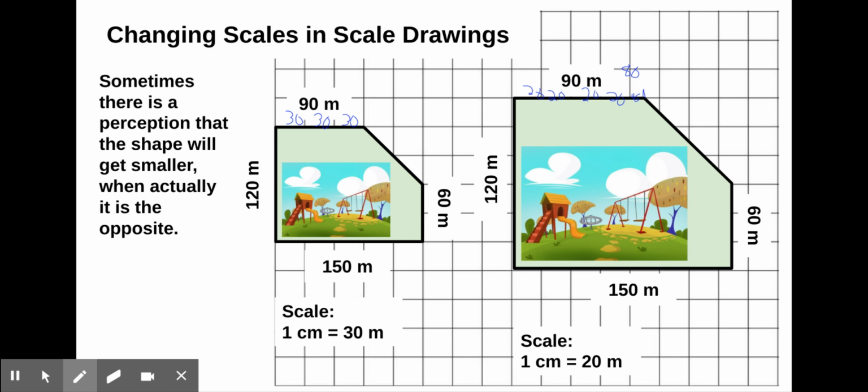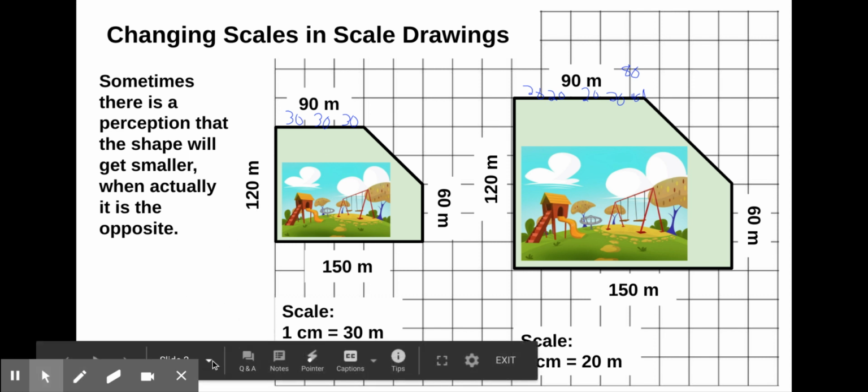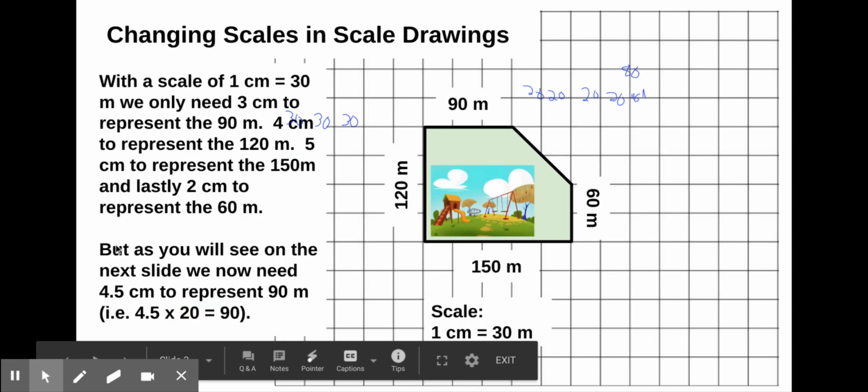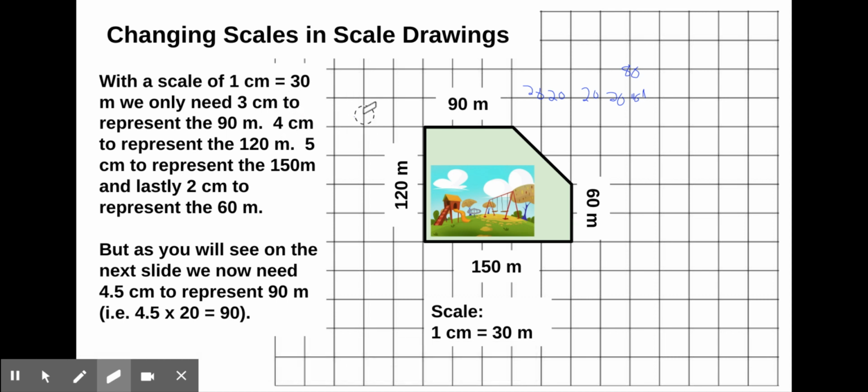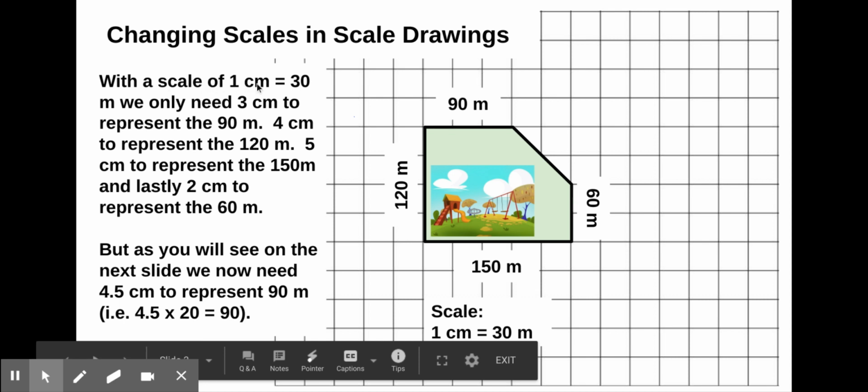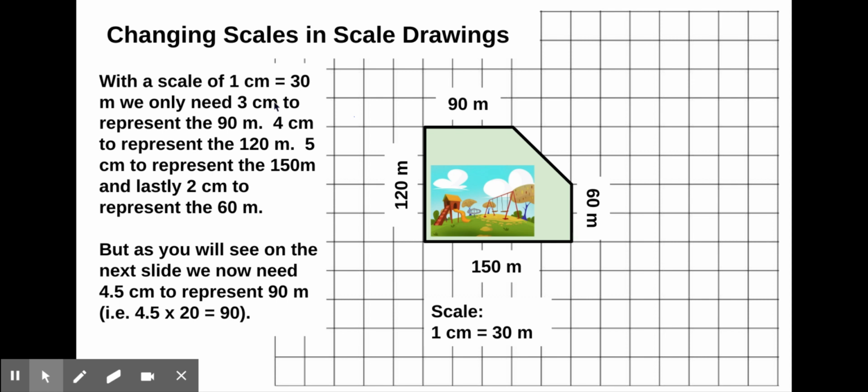So let's talk about this a little bit more. Go to the next slide. All right, let me do some erasing here. With a scale of 1 centimeter to 30 meters, we'll talk about the mathematics now. We only need 3 centimeters to represent 90 meters, 4 centimeters to represent the 120, and then of course 2 for 60, and 5 for 150. But as you'll see on the next slide, we now need 4.5 centimeters to represent 90.